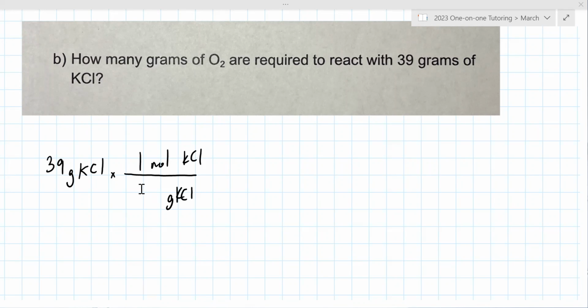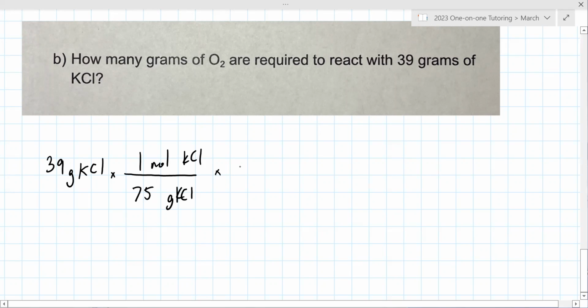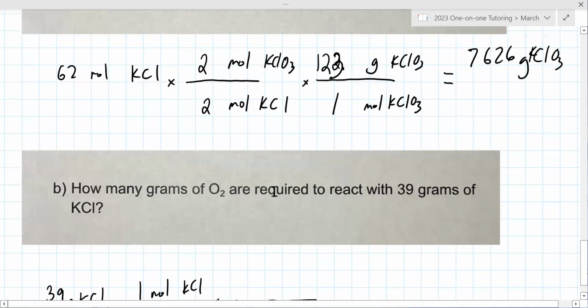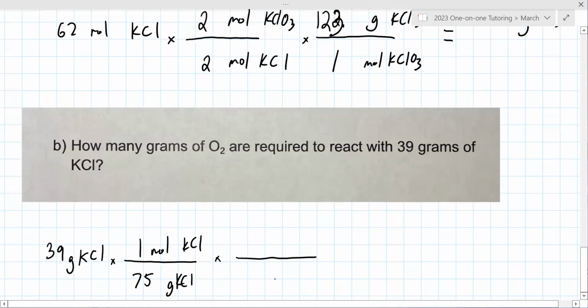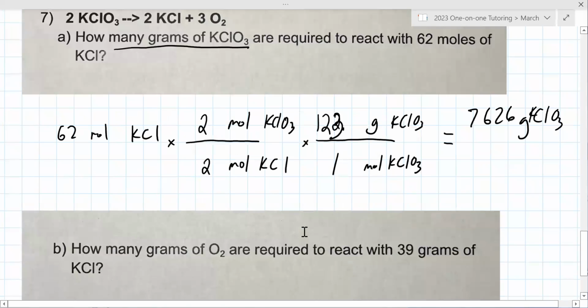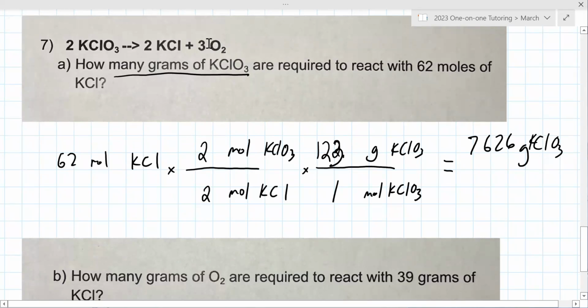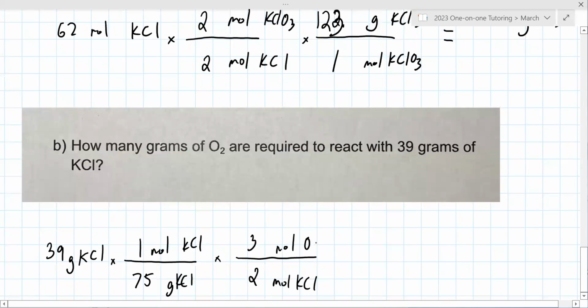75 grams of KCl. Okay, good. And then in the bottom right, it's going to be mole KCl, and it's 2. It is 2. And then the 2 on top again, or no, the 3, yes, 3 moles of O2. Now, if it asked for moles of O2, you would be done. And we would just multiply it like that.